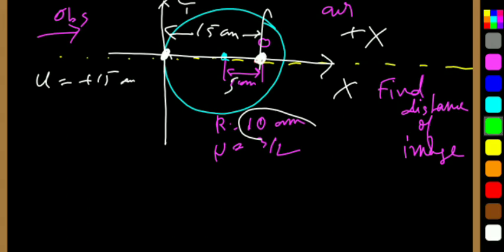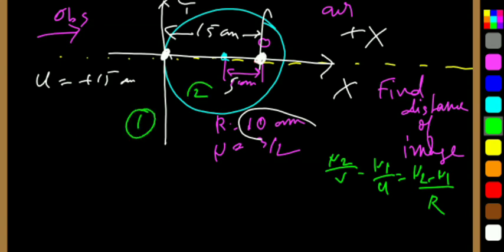Okay, let me write down the formula. What formula do we use for refraction at a curved surface? For refraction at a curved surface, the formula we use is mu2 by V minus mu1 by U is equal to mu2 minus mu1 by R. Here this is the surface 1, here this is the surface 2. This is medium 1, medium 2. Medium 1 is my air, medium 2 is my glass, and mu2 and mu1 are the refractive indexes of medium 2 and medium 1 respectively. V is the image distance, U is the object distance, and R is the radius of curvature.